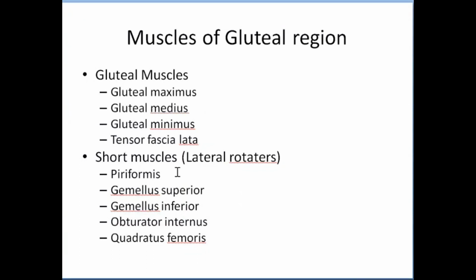Then we have some short muscles. When you remove these larger muscles, maximus, medius, you will see some small short muscles. These are piriformis, gemelli, two gemelli, gemellus superior, gemellus inferior. You can call it gemellus or gemelli, both are okay. Then we have obturator internus, then quadratus femoris. So what is common about these short muscles? They all are the lateral rotators of the thigh.